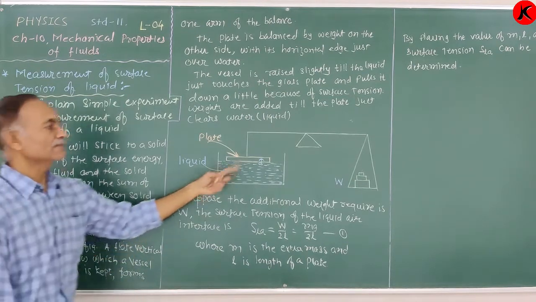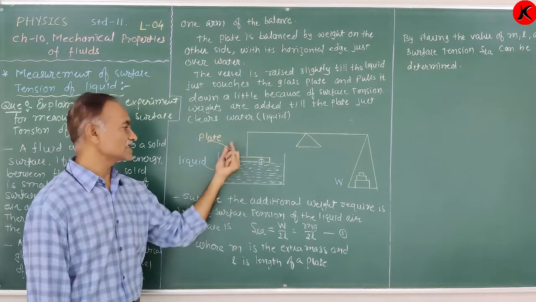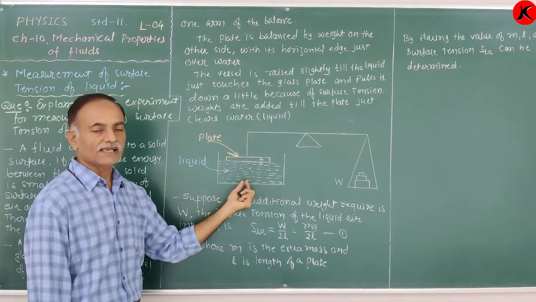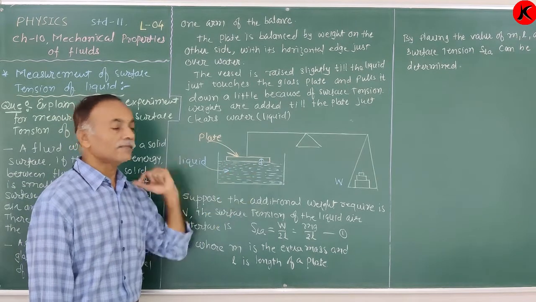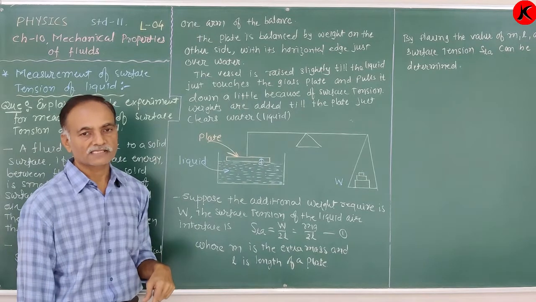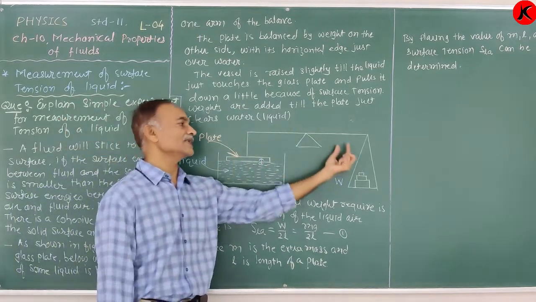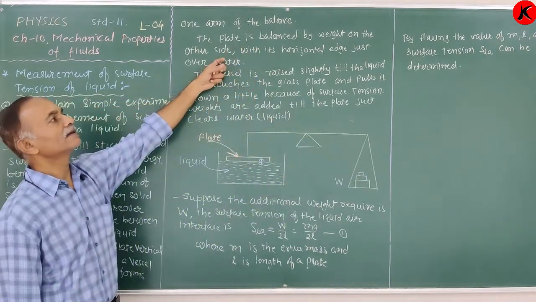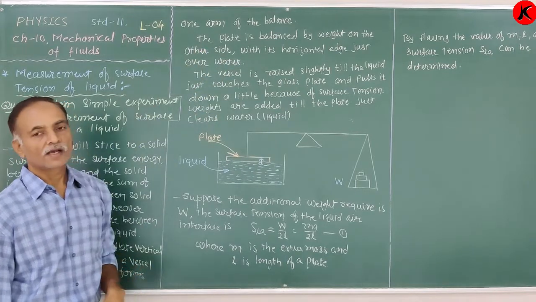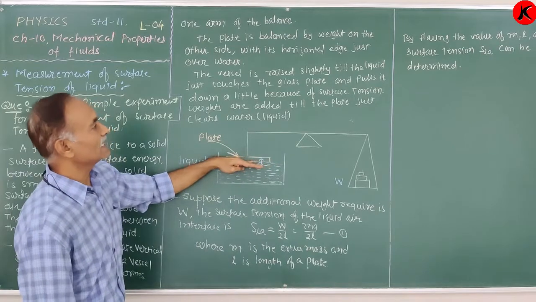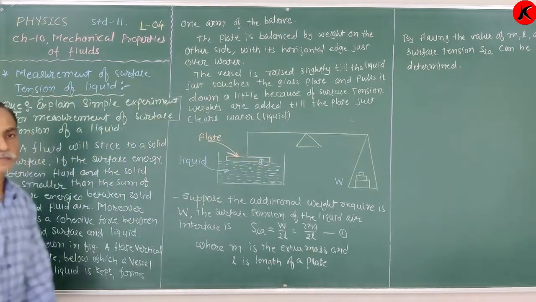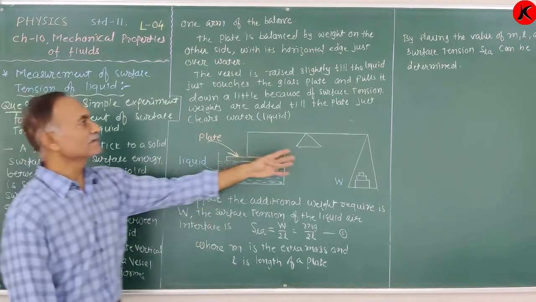One arm of a simple balance, we suspended a glass plate, below which a vessel is filled with some liquid, which forms one arm of a simple balance. This glass plate is balanced by the weight on the other side, with its horizontal edge just over the liquid. So that is the simple arrangement.